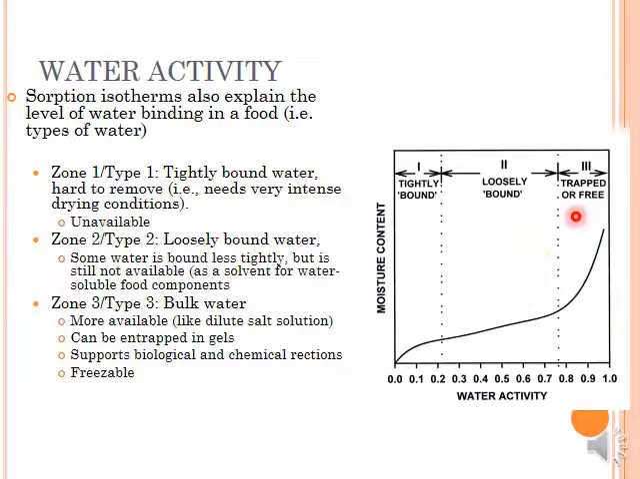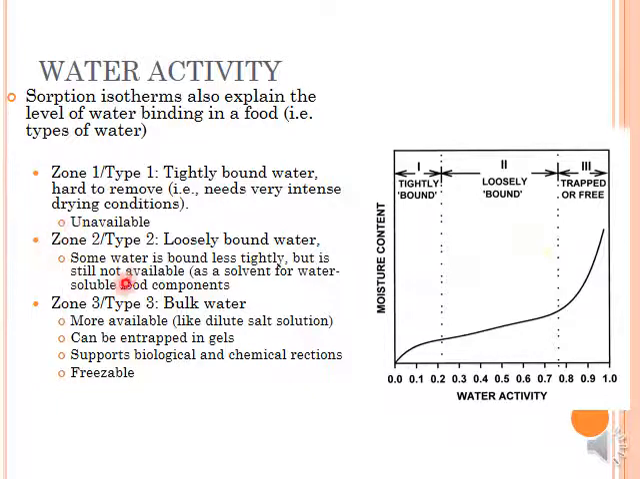In zone 1 or type 1, the water is tightly bound to the food components such as sugar, salt, glycerol, so it needs very intense drying conditions to remove the water. In terms of free water, there's no free water, so that's why it's unavailable for microorganism growth.